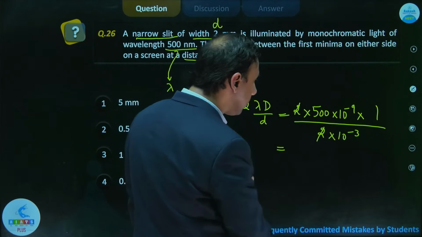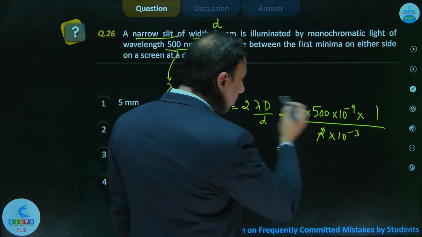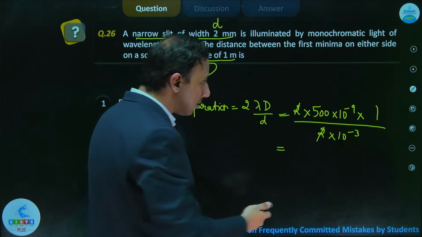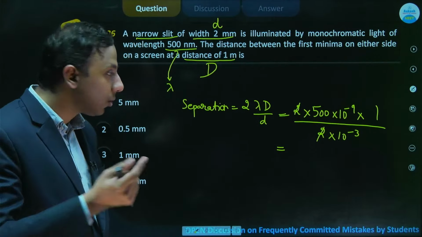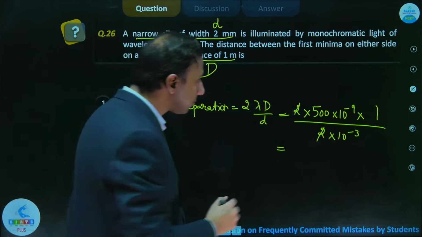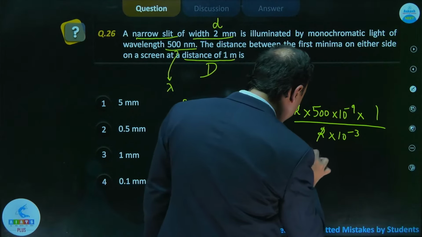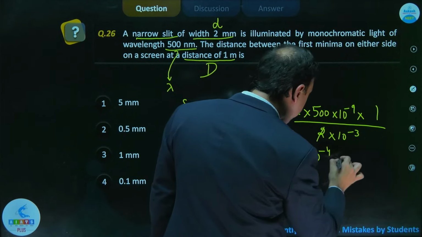2 and 2 will get cancelled, है ना. 10 पावर 3 ऊपर जाएगा ये, this will become 10 power 5. 10 power 5 multiplied by 10 power minus 9, this will become 10 power minus 4. तो ये क्या हो जाएगा? 5 into 10 power minus 4 meters.